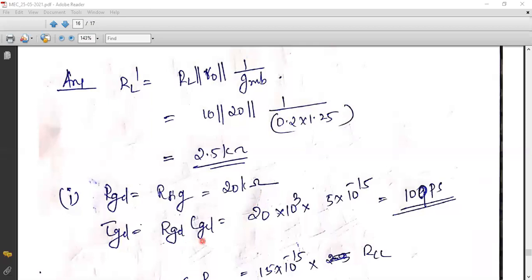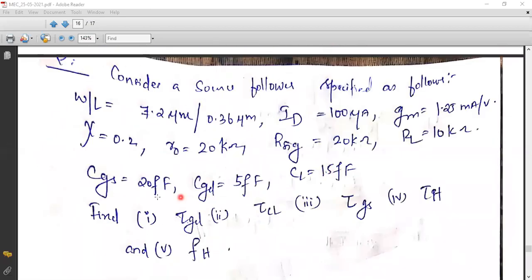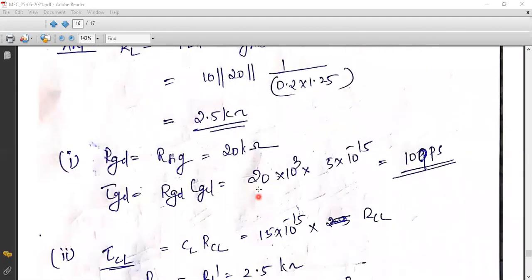Then multiply with the CGD. CGD is 5 femtofarad. So 20 kilo ohm means 20 into 10 to the power 3. And 5 femtofarad means 5 into 10 to the power minus 15. Femto, convert femto into farad. It is into 10 to the power minus 15. So 20 into 5 is 100. 10 to the power minus 15 and 10 to the power 3 will become 10 to the power minus 12 seconds. So 10 to the power minus 12 is nothing but picoseconds. So answer is 100 picoseconds.